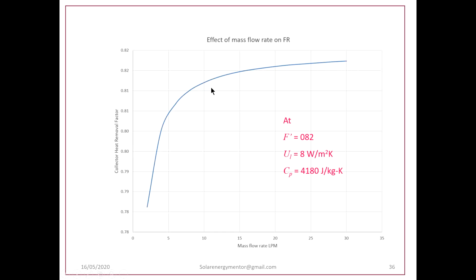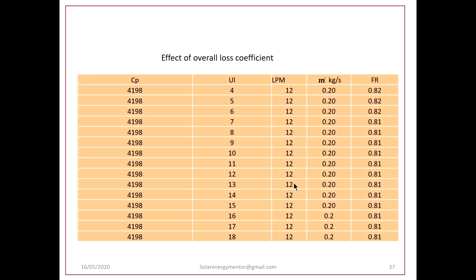So as the mass flow rate increases, the collector heat removal factor increases, because the heat transfer coefficient goes on increasing. The effective heat transfer will be better, because the Reynolds number increases with increase in mass flow rate. This characteristic is obtained at F' equal to 0.82, UL equal to 8 watt per meter square Kelvin, and Cp equal to 4180 joules per kg Kelvin. So this is the effect of mass flow rate on the collector heat removal factor.